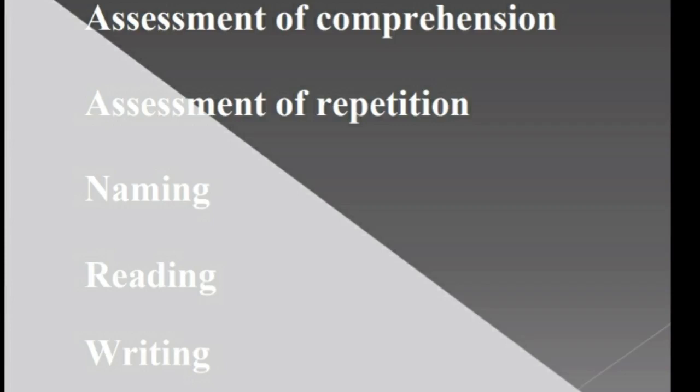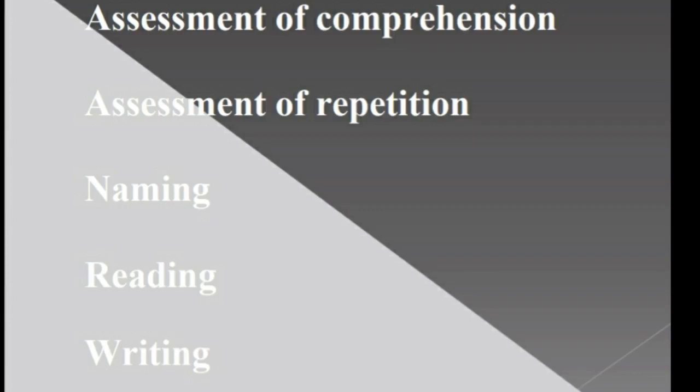Assessment of repetition. Repetition is assessed by asking the patient to repeat single words, short sentences, or series of words. Here, in the assessment of repetition, we assess the area of connection between Wernicke and Broca, I mean the arcuate fasciculus.